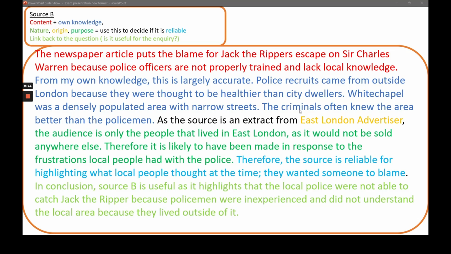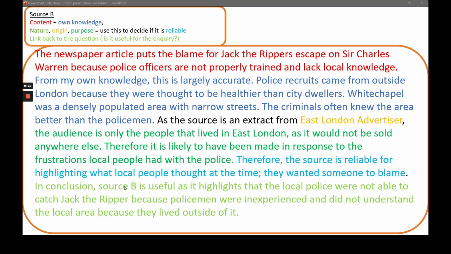As the source is an extract from the East London Advertiser, the origin, the audience, the purpose, now I'm going through, the audience is only the people that lived in East London, as it would not be sold anywhere else. Therefore, it is likely to have been made in response to the frustrations local people had with the police. Therefore, the source is reliable for highlighting what local people thought at the time. They wanted someone to blame.